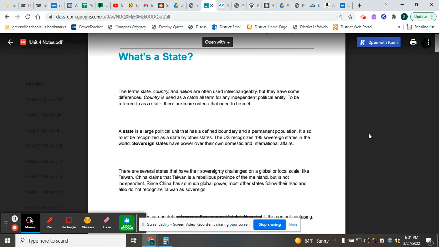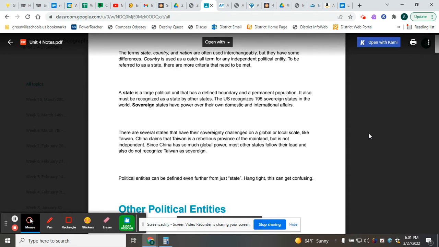Okay. So a state is a large political unit that has a defined boundary and a permanent population. It also must be recognized by other states. In the United States, we recognize roughly 195 sovereign, or better yet, independent states in the world. Remember, the word sovereign simply means you have control over your own affairs. Okay. You are able to handle your own business. If you're a sovereign state, that means you are independent and you do what's best for you.